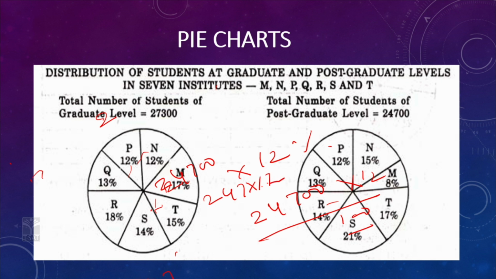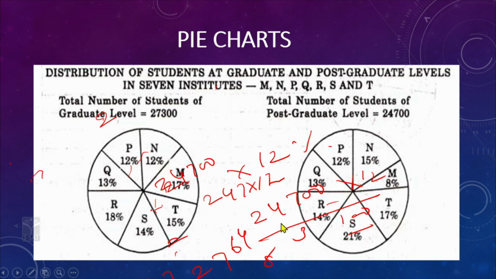247 of 12 means: 12 7s are 84, 12 4s are 48 plus 8 is 56, plus 3... 12 2s are 24 plus 3 is 27, means 2964. So 2964 students admitted in institution P, like you can calculate how many students got admission in the institution P. So in which institution postgraduate students joined more? In institution S, like you can say the answer, clear?